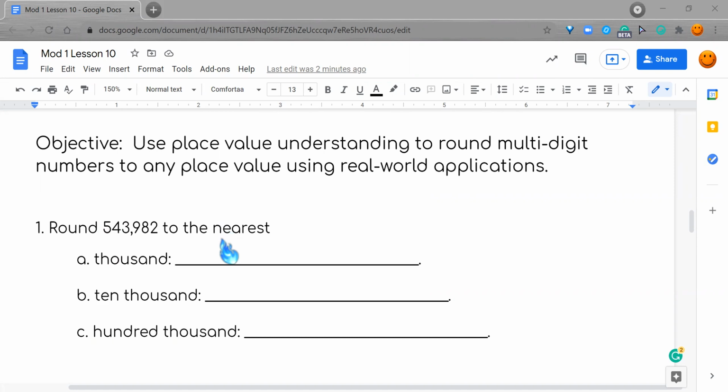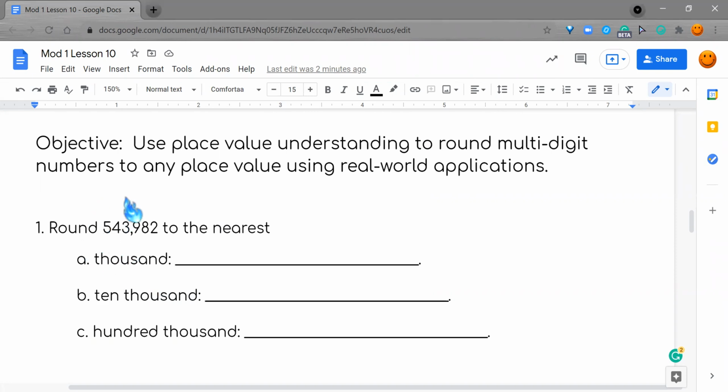543,982 to the nearest thousand. So I have to remember thousands. And before I do that, right here in this part, I'm going to put my little helpful hints to help me. And what are those? Remember that song, We Will Round You, I've been talking about? It tells you exactly how to round.